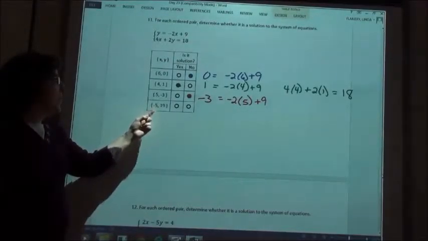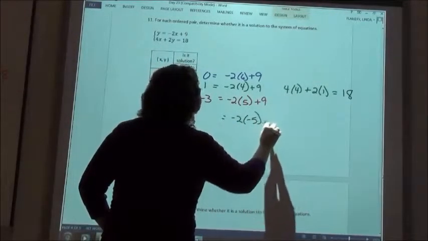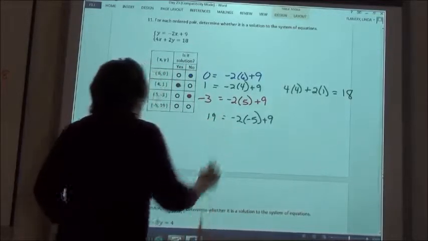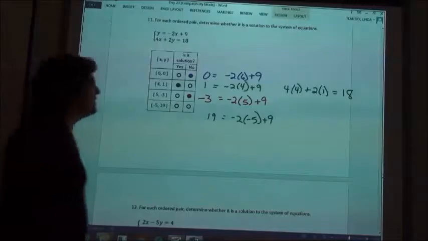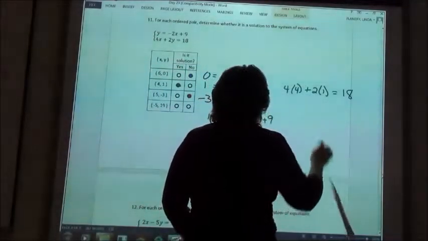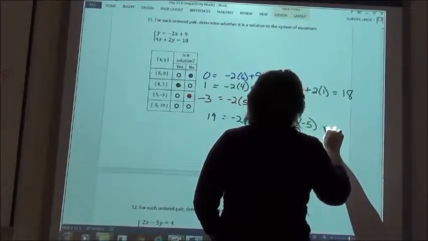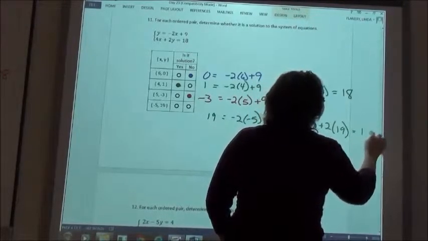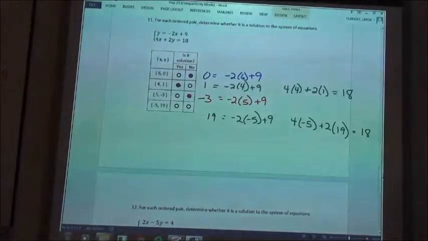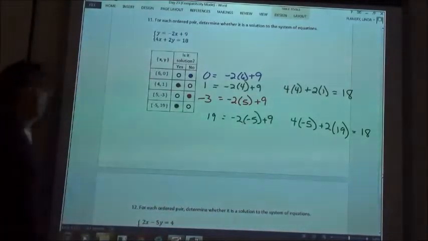And then we can check that last point. So negative 2 times 5 plus 9, does that equal? So that one worked on the first line, so we got to check the second line. So checking our second line, 4 times negative 5 plus 2 times 19. Does that equal 18 when we're done? Yes, it does. We got a yes and a yes. Hey, we got 2 yeses on that table.